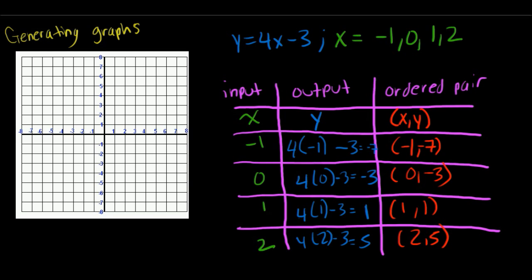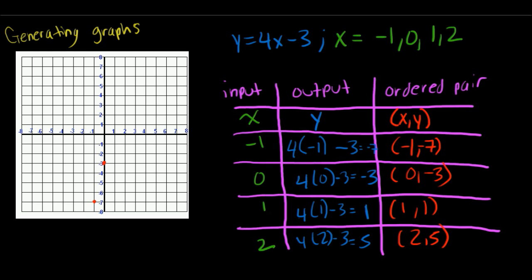Now we're going to graph on our coordinate plane using the ordered pairs that we have just produced. So let's start with -1, -7. So you want to go 1 unit to the left from the origin and then down 7 units. That's going to be your first point. Now you want to start at the origin again and go down 3 units. That's going to be your second point.